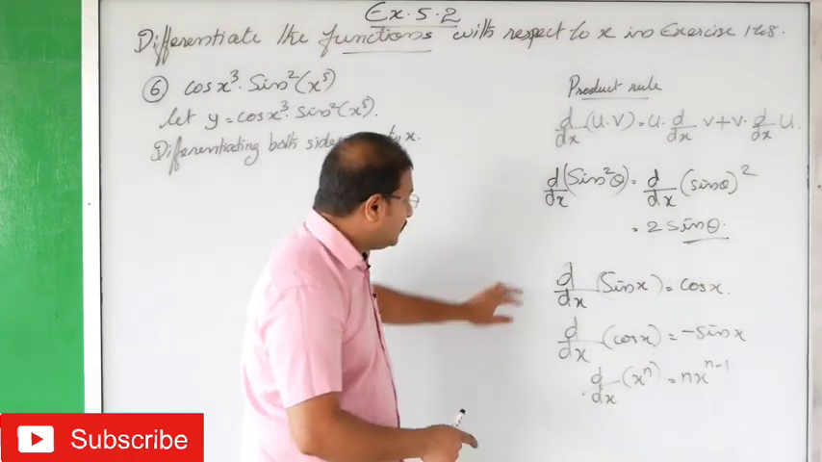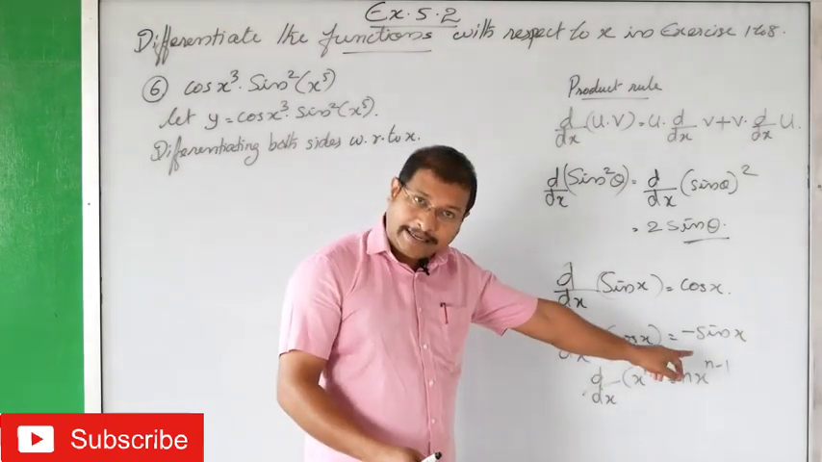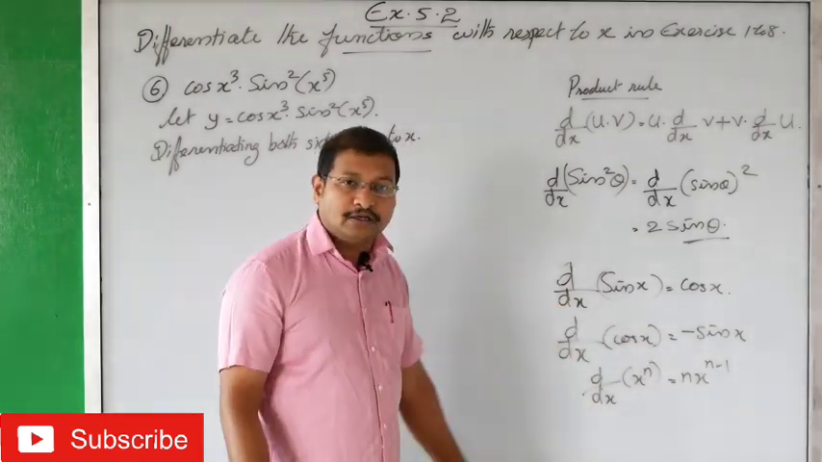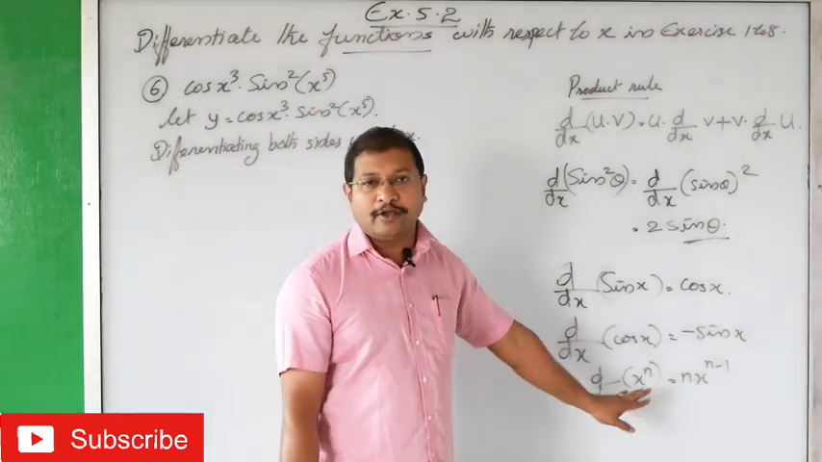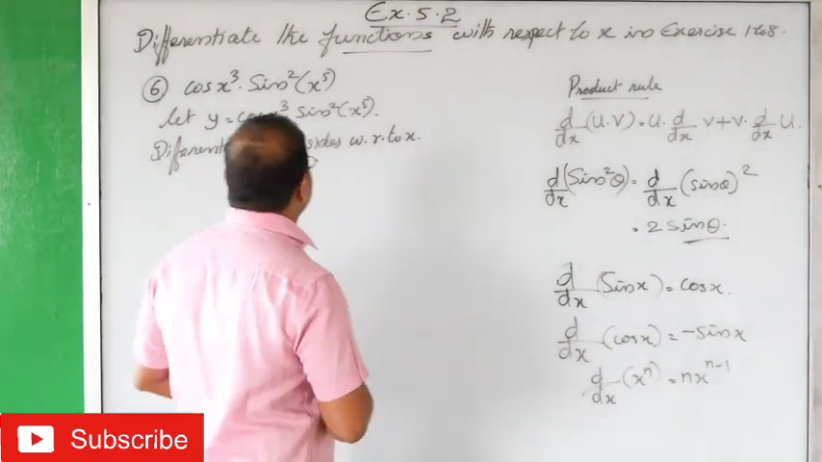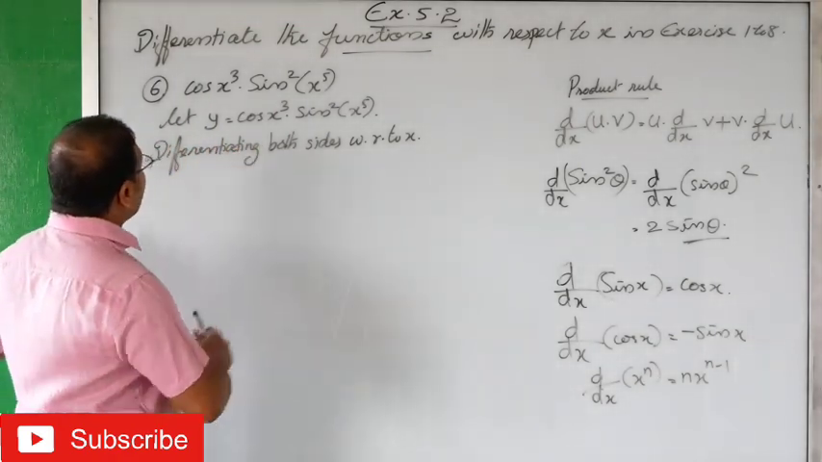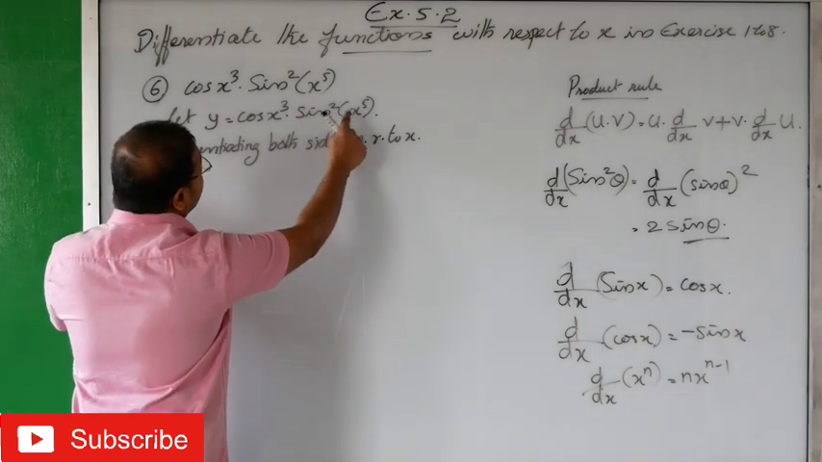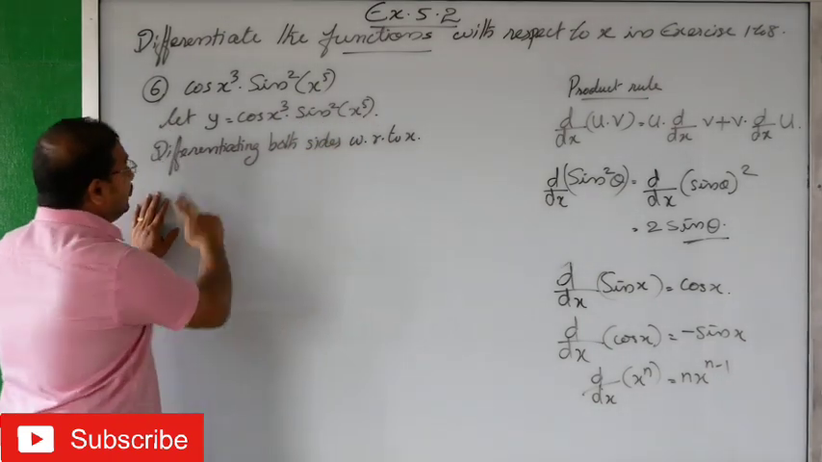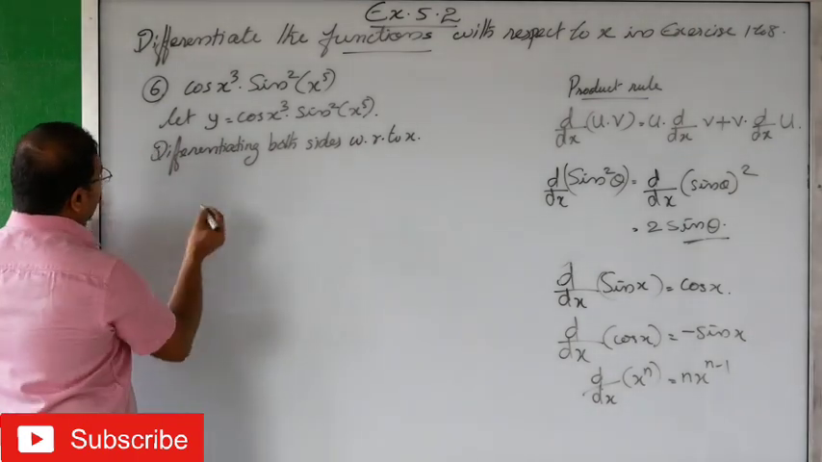Ready? Next one: derivative of sine x equals cos x, derivative of cos x equals minus sine x, and of course we told already, derivative of x raised to n equals n into x raised to n minus 1. So let's start the work now. First one, we will write, let y equals cos x cube into sine square into x raised to 5, differentiating both sides with respect to x.